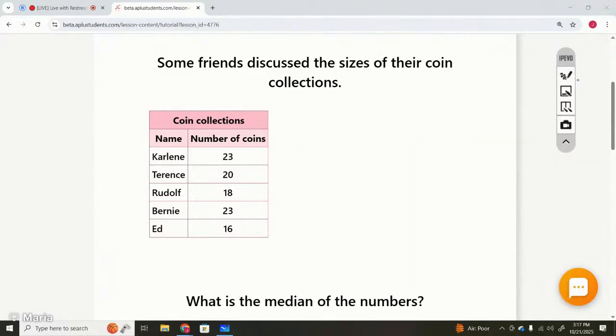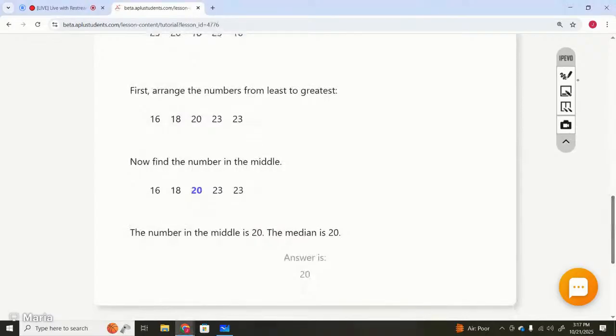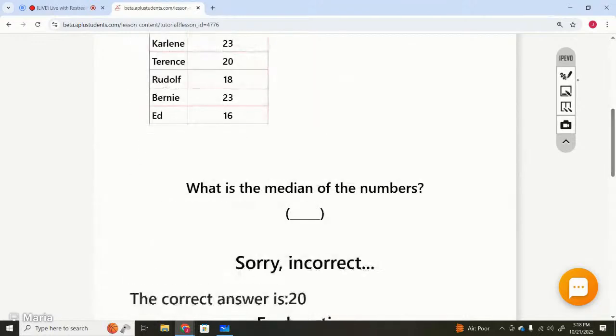So, 20 divides the data into two equal groups. The data before the median is smaller than the median, and the data after the median is greater than the median. Let's just start with the test questions.